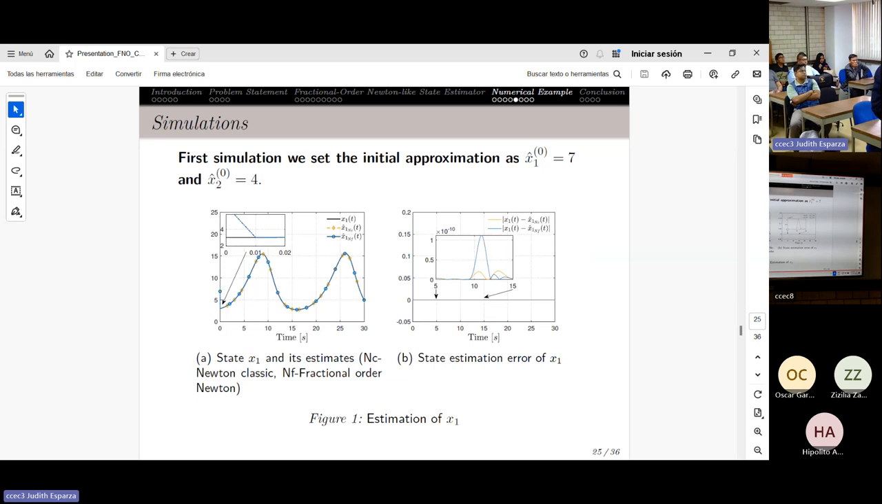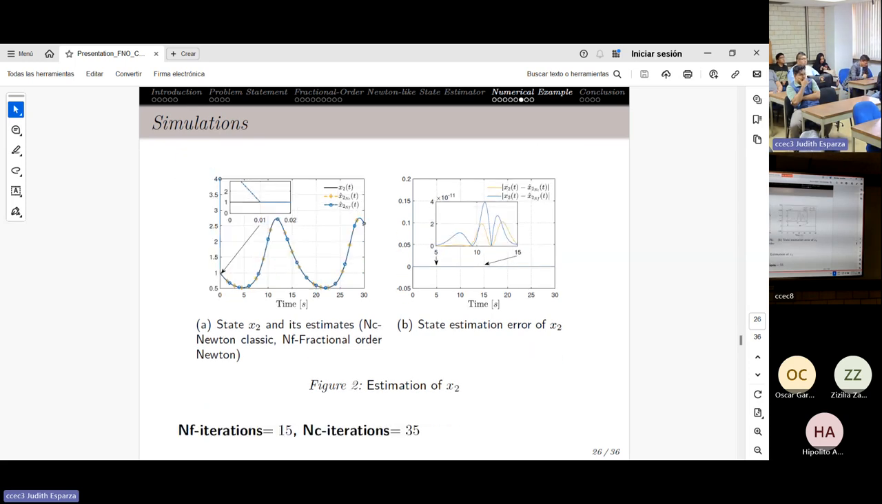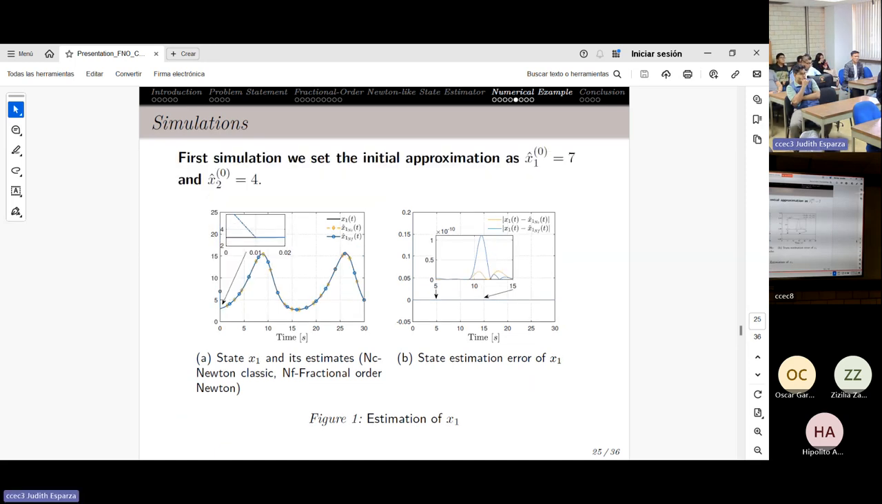First simulation, we set the initial approximation equal to 7 and X1, X2 equal to 4. As we can see, we obtain a really good estimation, and apparently the convergence is really fast, from time 0.101, in the estimation of the states X1 and X2. But the advantages of this novel estimator are several. One of these is the iteration. We obtain 15 iterations for each state, for each point of estimation.